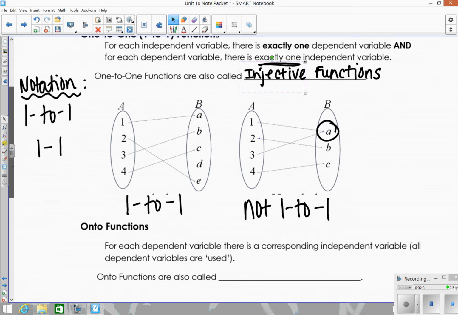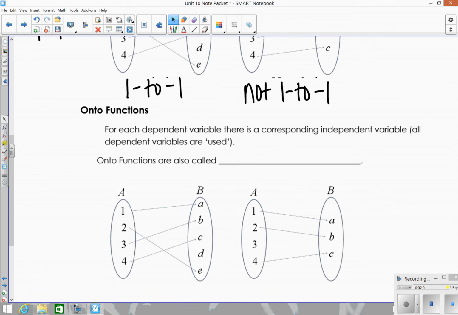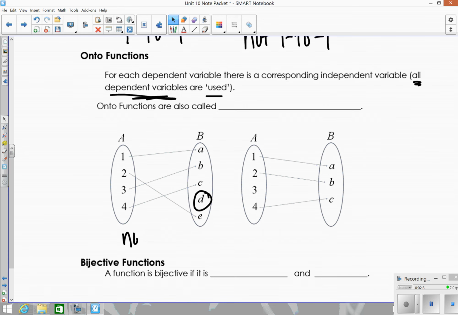And then the other type of functions that we're going to look at are called onto functions. So basically for onto functions, for each dependent variable, there is a corresponding independent variable. So basically what that means is all dependent variables are being used. If you look, in set B are my outputs, my dependent variables, D does not have anything going to it. So D is not being used. So that means that this is not onto. So there's no input that'll map to D.